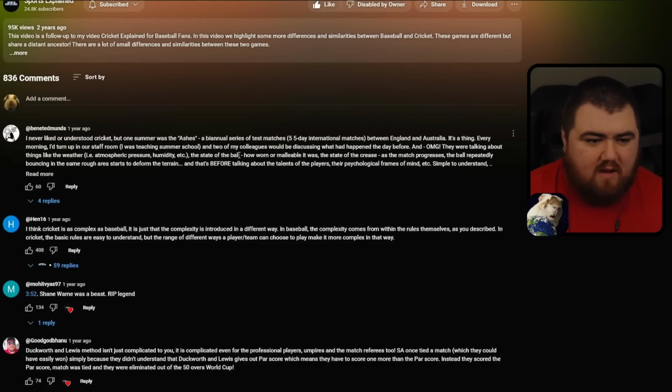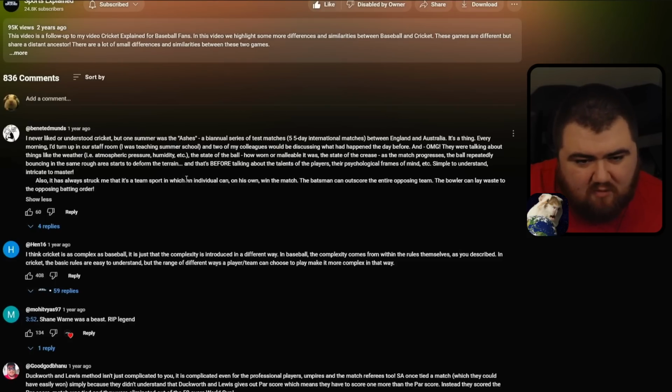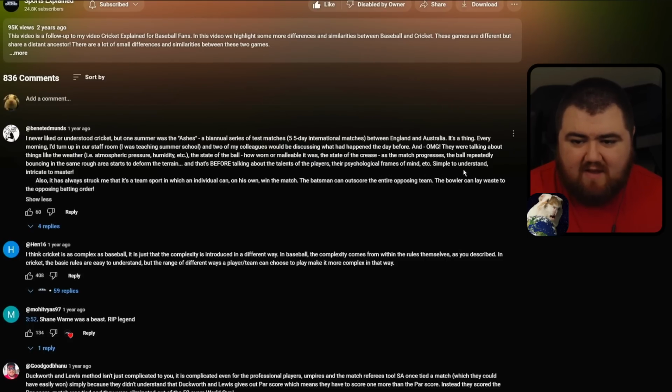And OMG, they were talking about things like the weather, i.e., atmospheric pressure, humidity, etc. The state of the ball, how worn or malleable it was, the state of the crease as the match progressed, the ball repeatedly bouncing in the same rough area starts to deform the terrain. And that's before talking about the talents of the players, the psychological frames of mind, etc. Simple to understand, intricate to master. I think that's a good way to go about it.